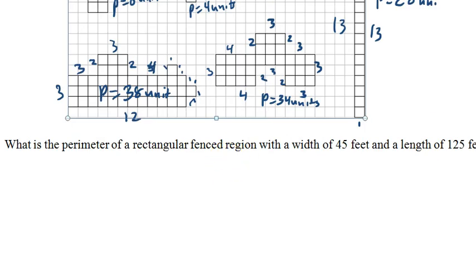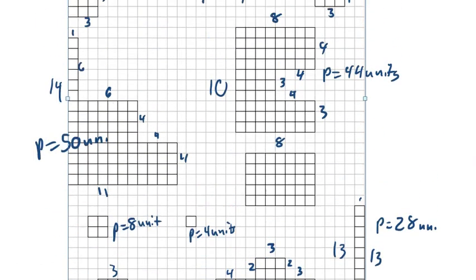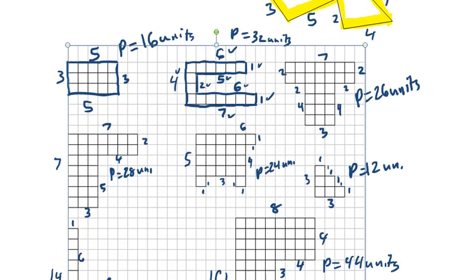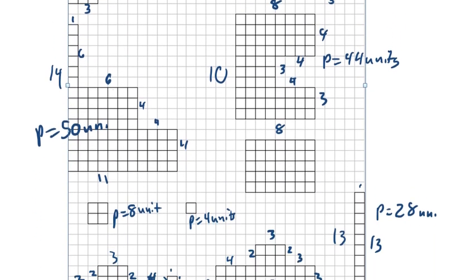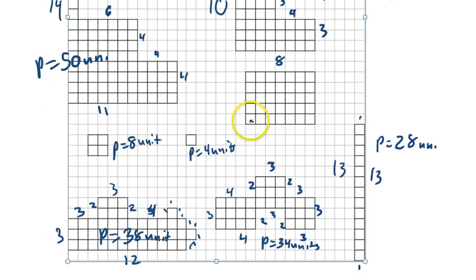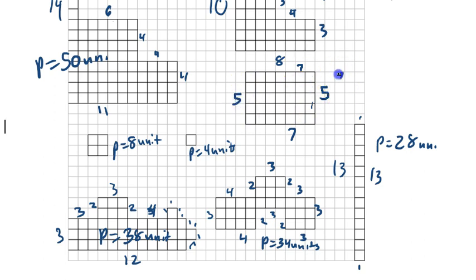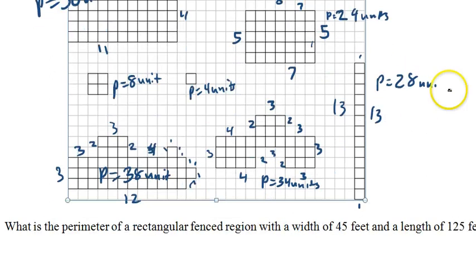Alright, so let's go back and look at all of the answers. So there they are. 26 units, 28 units, 24 units. You can pause at any time. 12 units, 50 units, 44 units. Oh, I forgot one. 1, 2, 3, 4, 5, 6, 7. That's 7 and 7. And that's 5 and 5. So that's 24 units for that one. Alright, and then we had 28, 4, 8, 12, 38, and 34 units.